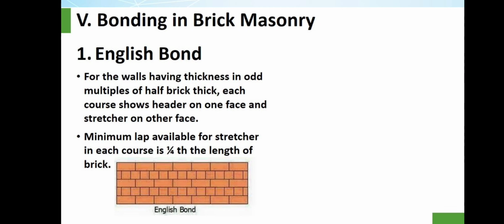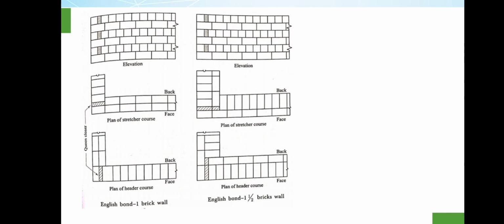English bond. For walls having thickness in odd multiples of half brick, each course shows header on one face and a stretcher on the other face. Minimum lap available for a stretcher in each course is 1/4 the length of brick. Here is the picture.